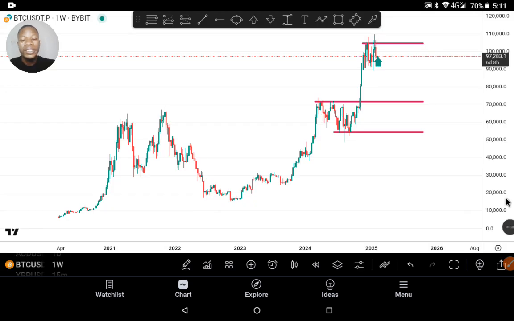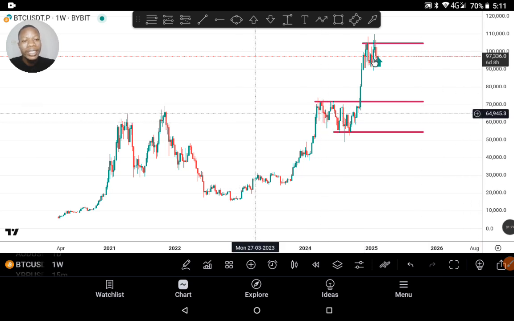Okay, so this is Bitcoin. This is BTC USDT. This is the chart, and that's the first thing I do. I like to start my analysis from the higher time frame, from the weekly time frame, so that I can see the broader picture of what is happening in the market.